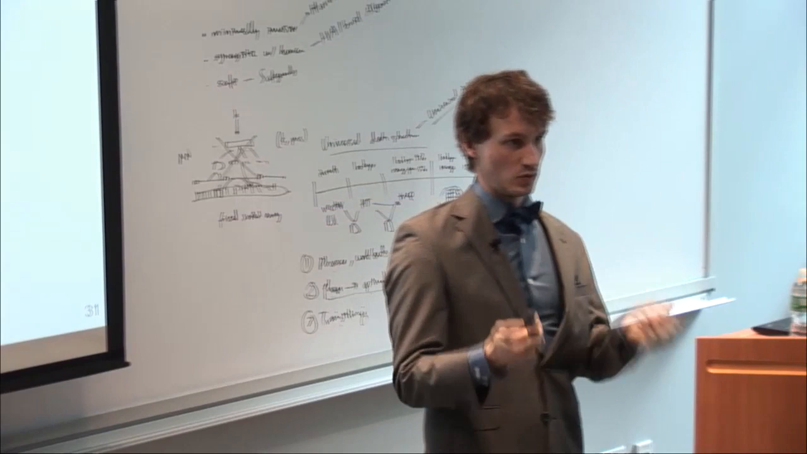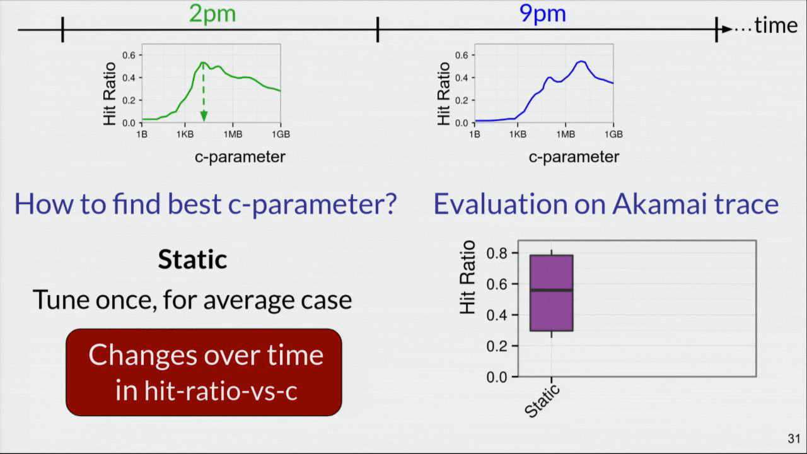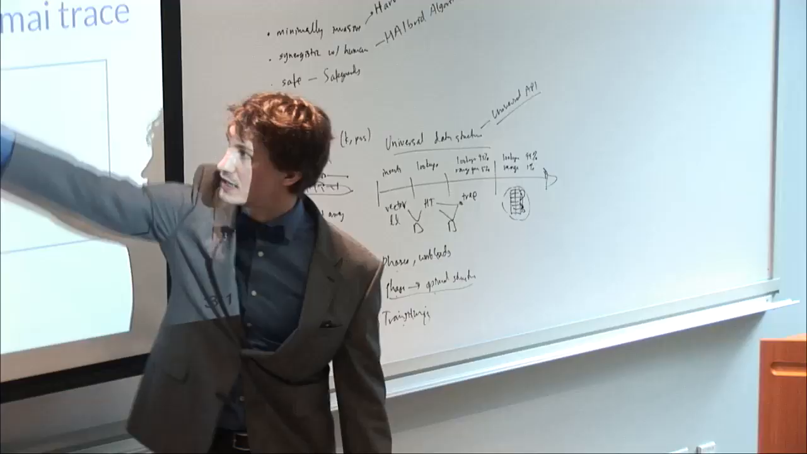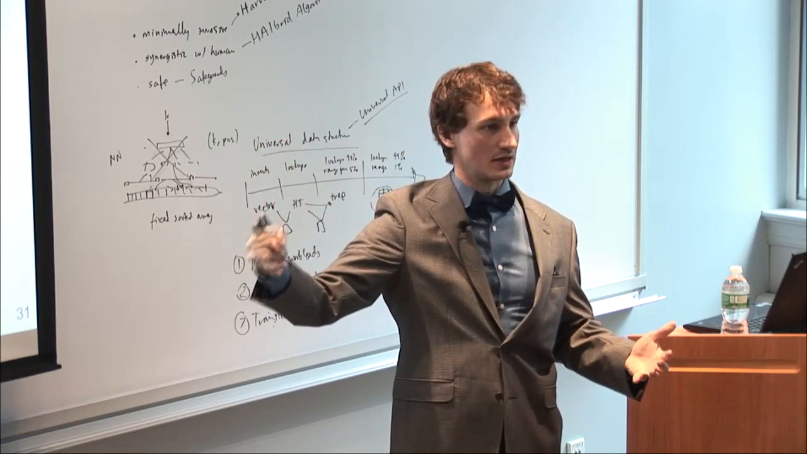So again, let me actually show you how this actually turns out. We evaluated this on a multi-week Akamai trace, so we implemented that policy, and we find that the hit ratio varies a lot. So here I'm showing you a box plot. That's the 25th to the 75th percentile and the 10th to the 90th percentile in that case. And you can see this really spans the whole range between 0.2 and 0.8 hit ratio, which is the reason for this amount of variability in overloading the disk cache.